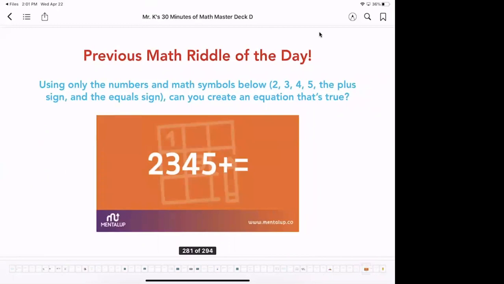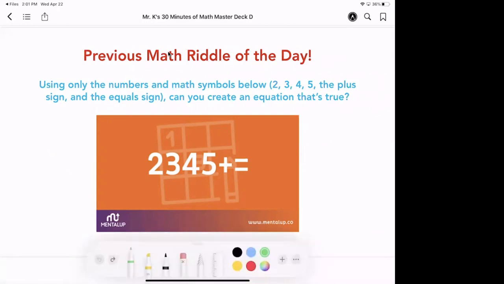So, as you may recall, we had this series of numbers and a few mathematical signs. We had 2, 3, 4, 5, and the plus sign and the equal sign. And the question was, how could we use all of these numbers and symbols to create an equation that's true? I'm curious, did anybody have any success figuring this one out? 2, 3, 4, 5, plus and equal sign. If you were able to figure it out, congratulations.